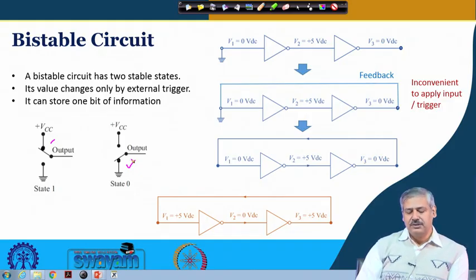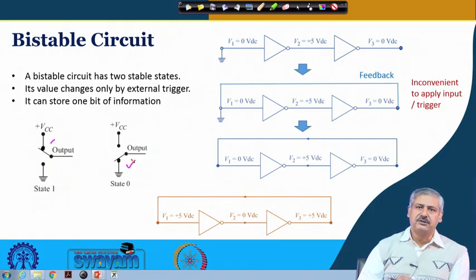Okay. So, in a bistable circuit we can store one bit of information, that is whether its output is high, VCC, or output is 0, right. So, in the context of binary representation of information, 1 bit of information we can store in a bistable circuit.